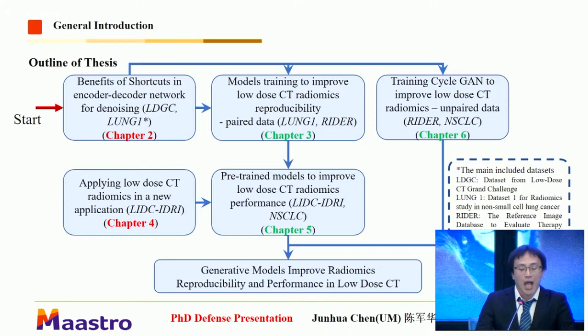Before entering the story of radiomic enhancement, this thesis investigates some details about the structure of generative models for low-dose CT denoising and applies low-dose CT radiomics to a new application, which will be discussed in the following chapters. The remaining part of the content of the thesis will be discussed in chapters 2 and 4.